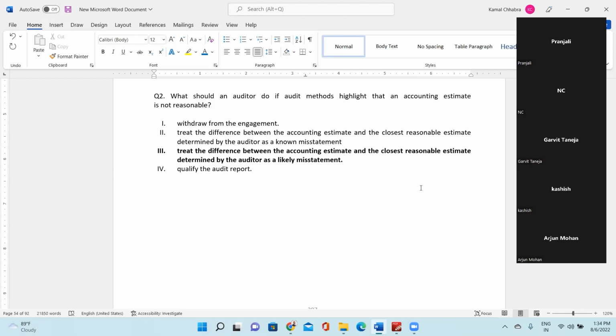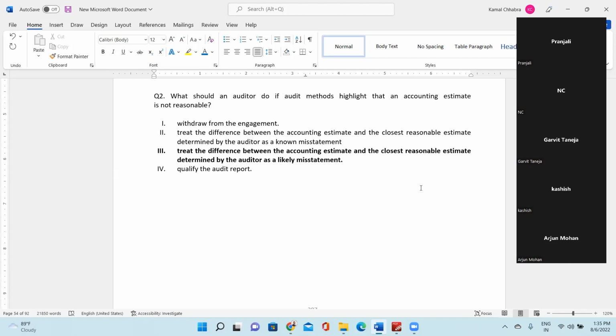The third, sir. Why qualify? Qualify is not right from any angle, sir. Qualify we will not do, sir. An example is the provision one, which we were discussing. Whenever there is a difference, we cannot say that it is a known misstatement. It would be a likely misstatement, because it can be appropriate. And we treat that as a likely misstatement and not necessarily withdraw from the engagement or qualify the audit report on the face of it.